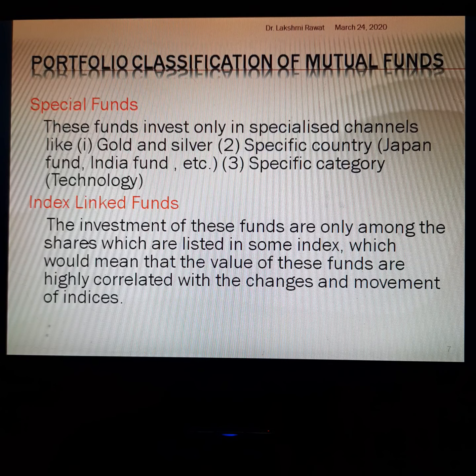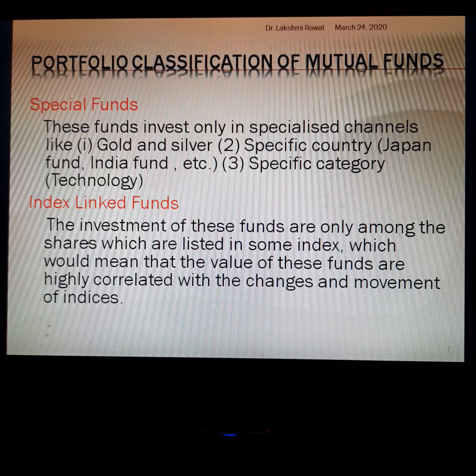Next, we speak about the portfolio classification of mutual funds. And we speak about two other types of mutual funds, which are special funds and index linked funds. The special funds are the funds wherein the investments are entrusted only into specified channels like gold or silver only, or it could also be into a specific country, say Japan fund, India fund, etc., or into a specific category of institutions or corporations, say it could be into technology, the IT sector, or a pharma sector. So special funds speak about investments into a specific type of channel. Next, we speak about the index linked funds.